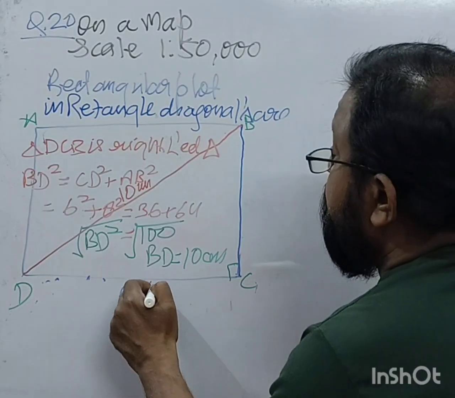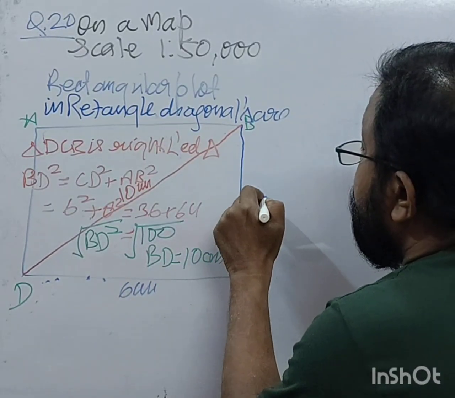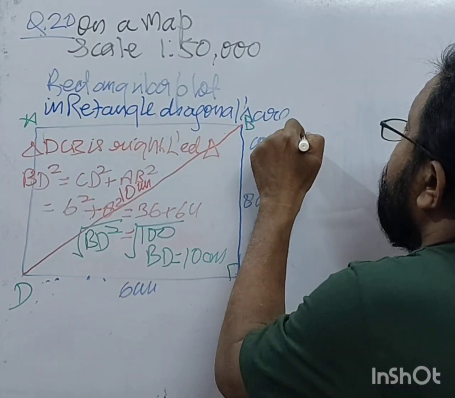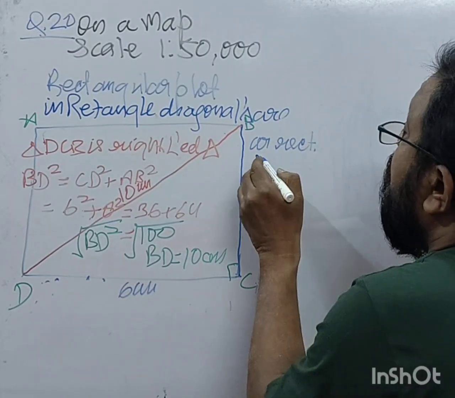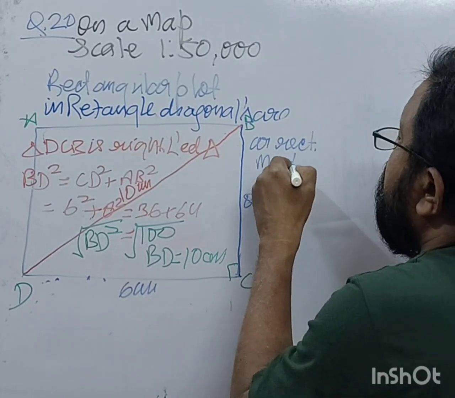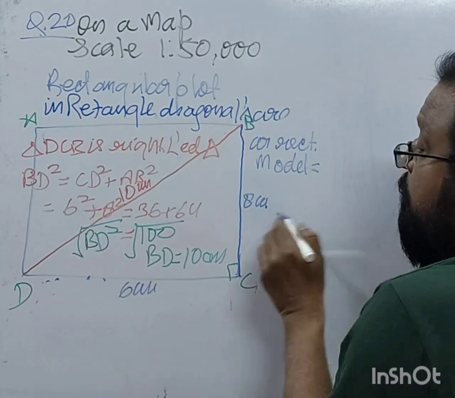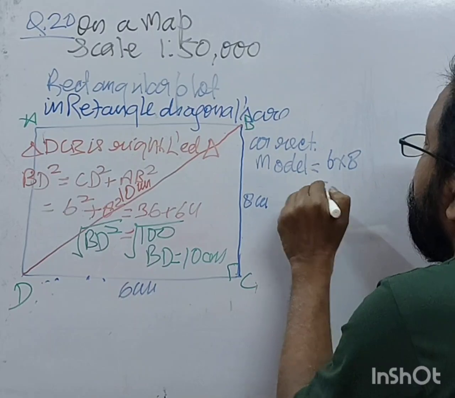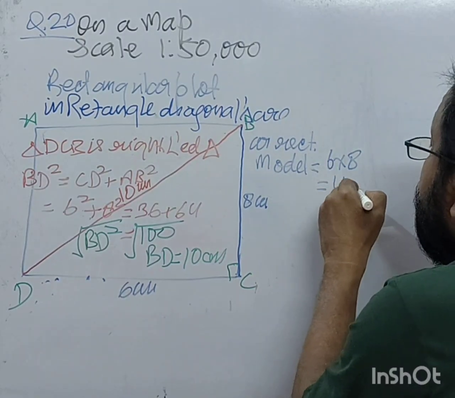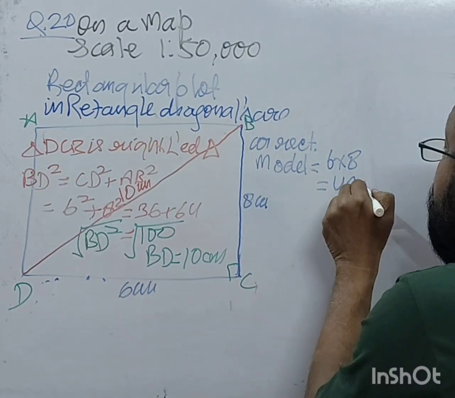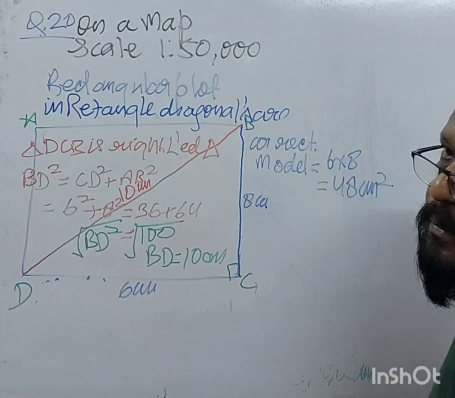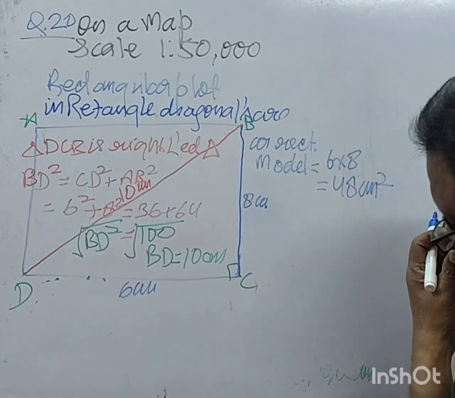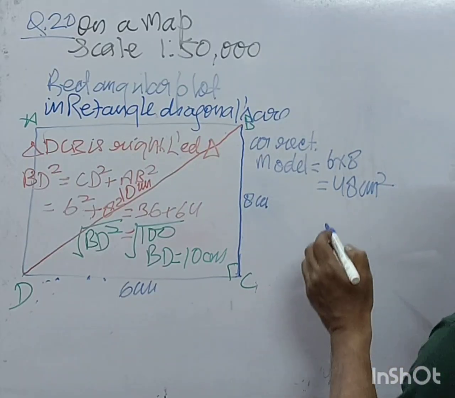This is 6 centimeter, this is 8 centimeter. So area of rectangle model is equal to 6 into 8 becomes 48 centimeter square, right? So 48 centimeter square.